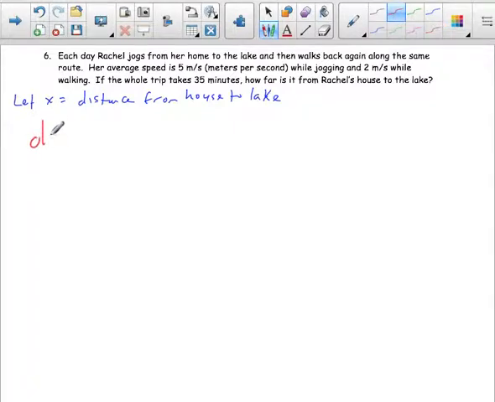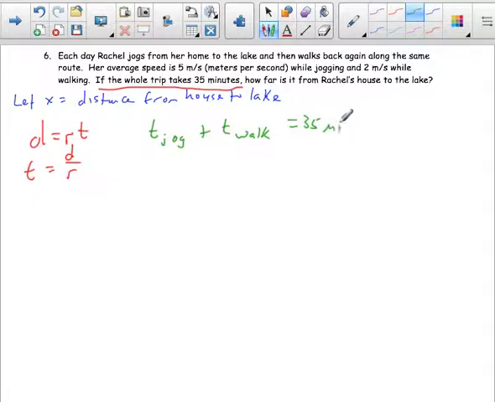Here we're going to start with the formula that distance equals rate times time, but I want to work in terms of time. So I'm going to say that time is equal to distance over rate. And the reason I'm going to work in terms of time is that I'm given that the whole trip takes 35 minutes. So the whole trip is the time that she's jogging to the lake, plus the time that she's walking from the lake back home. That total time is given to me as 35 minutes.